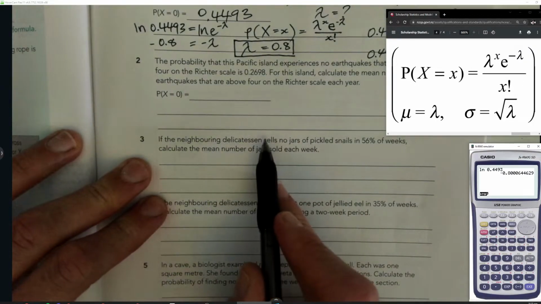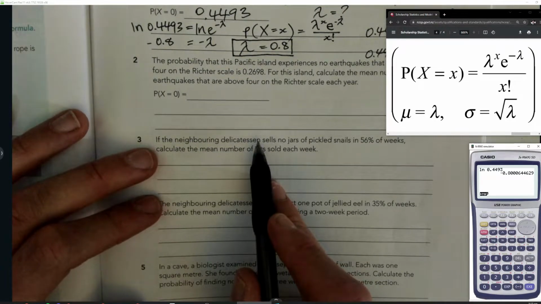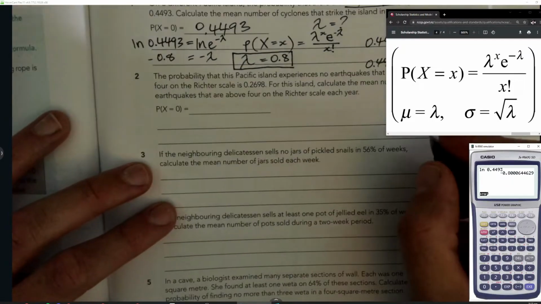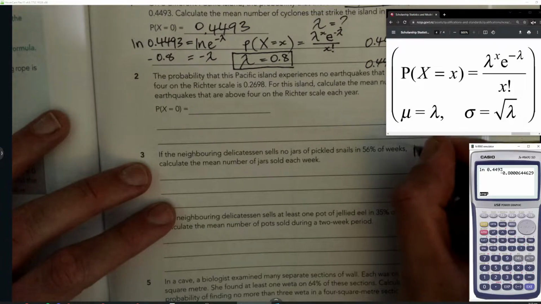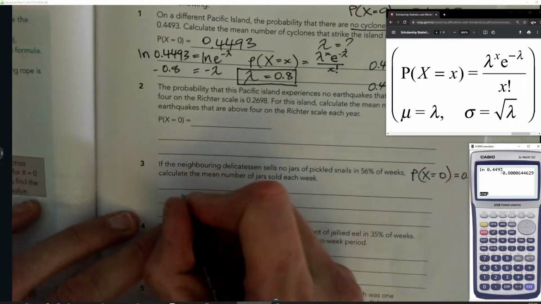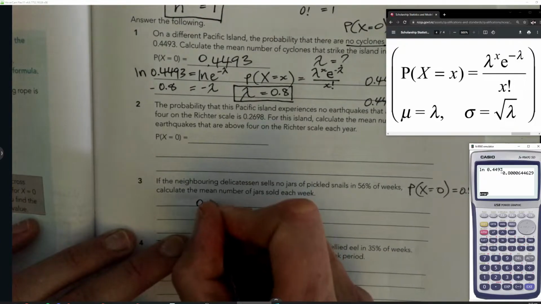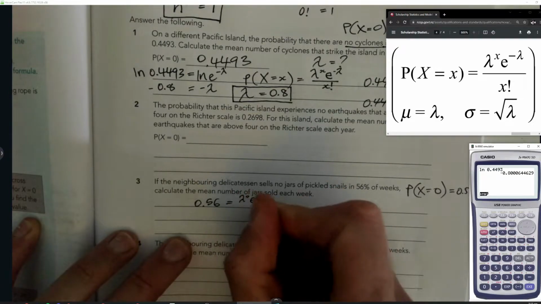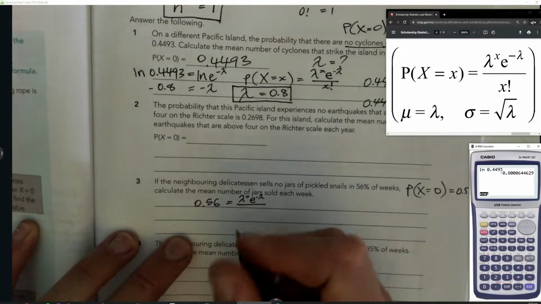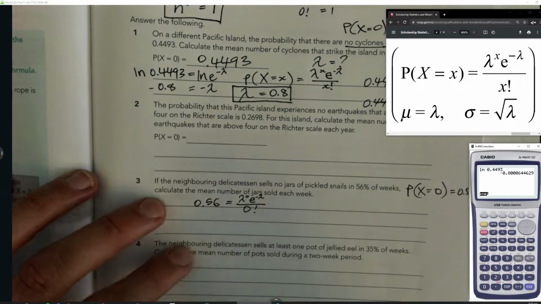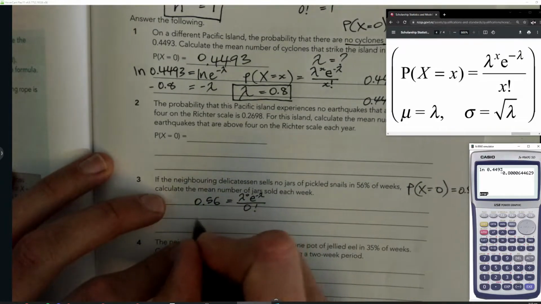If the neighbouring delicatessen sells no jars of pickled snails in 56% of weeks, so P(x = 0) = 0.56. That's all we need to know. So now let's use our formula. 0.56 equals lambda to the power of 0, e to the negative lambda over 0 factorial. And then these things both become 1. I'll show you how fast you can do it once you know.